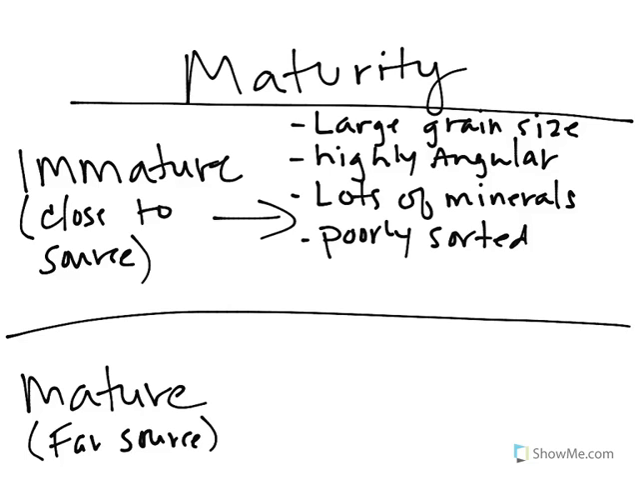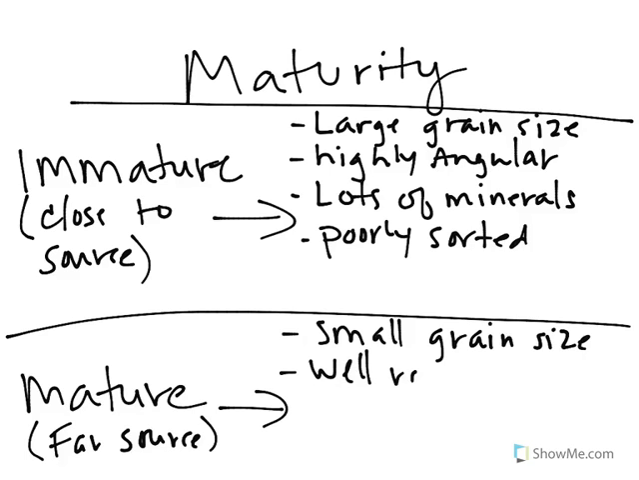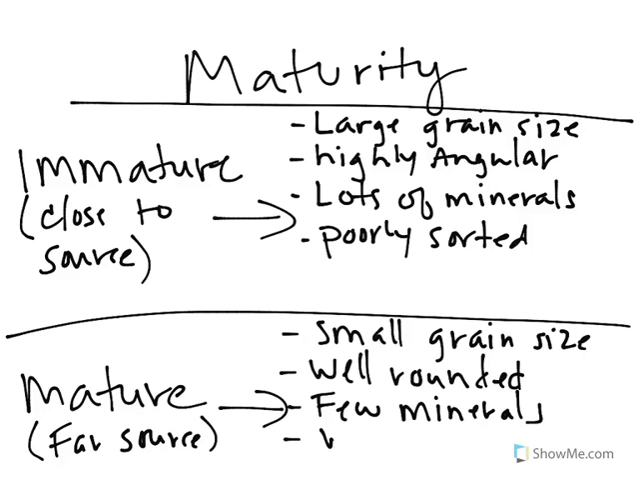Now, the longer it sits in the water column and this material starts to get worked out, it becomes mature. So with our mature rocks, we should see smaller grain size. We should see well-rounded grains. We should also see few minerals, because remember, all the others have turned to clay. And we should see something that's very well sorted. So hopefully that helps you tie all of this together. It's all related to where it is compared to the source.